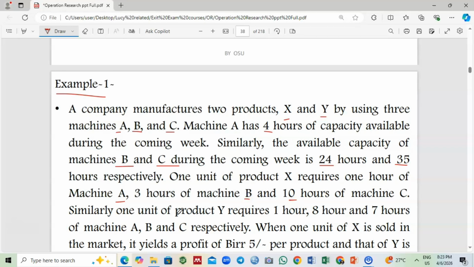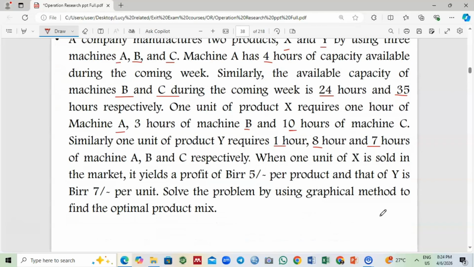And similarly, 1 unit of product Y requires 1 hour, 8 hours, and 7 hours for machines A, B, and C respectively. When 1 unit of X is sold in the market, it yields a profit of 5 birr per product, and Y is 7 birr per unit. Solve the problem by using the graphical method to find an optimal product mix.